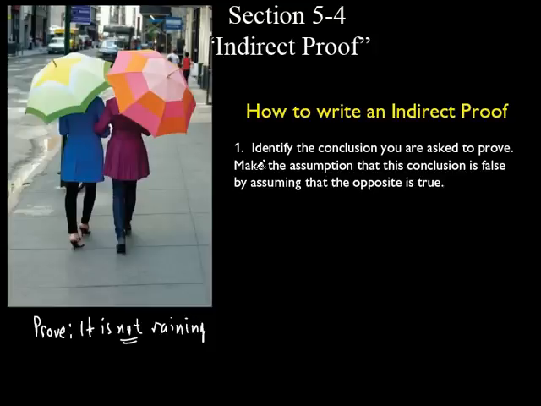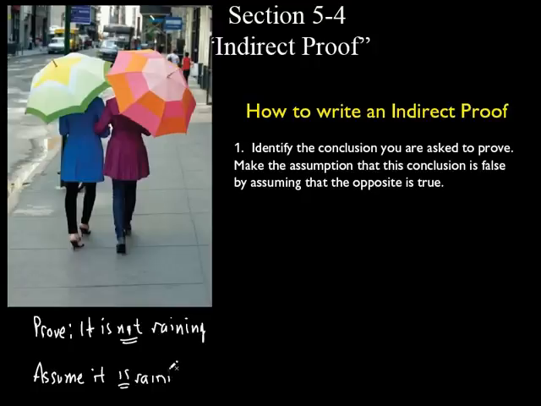So what does this thing say to do? It says make the assumption that this conclusion is false. This conclusion right here, we want to say this is false. How do we do that? We assume that the opposite is true. So first thing we're going to do is assume that the opposite of what we're trying to prove is true. So what's the opposite of it is not raining outside? Well, we assume that it is raining outside.